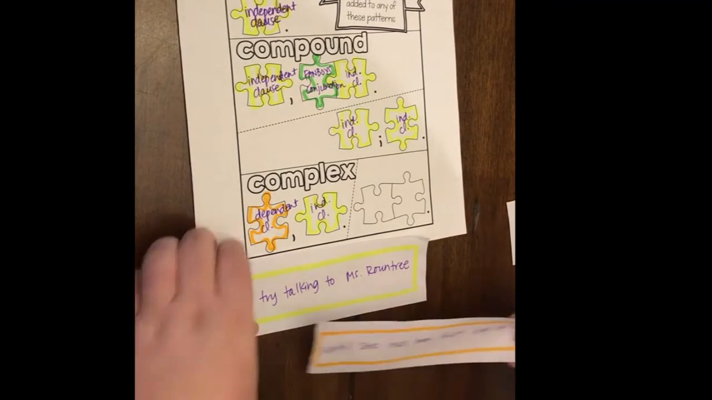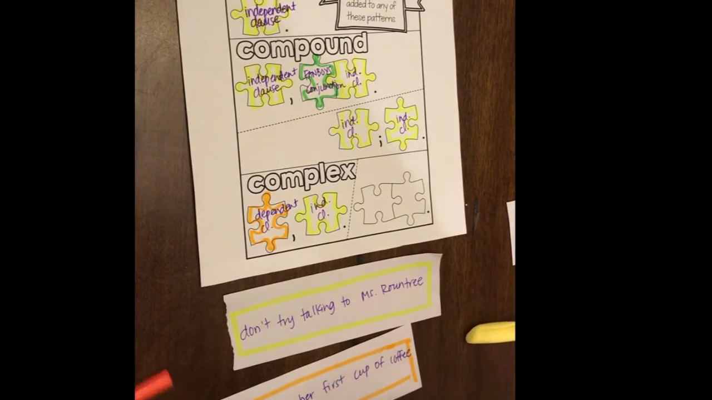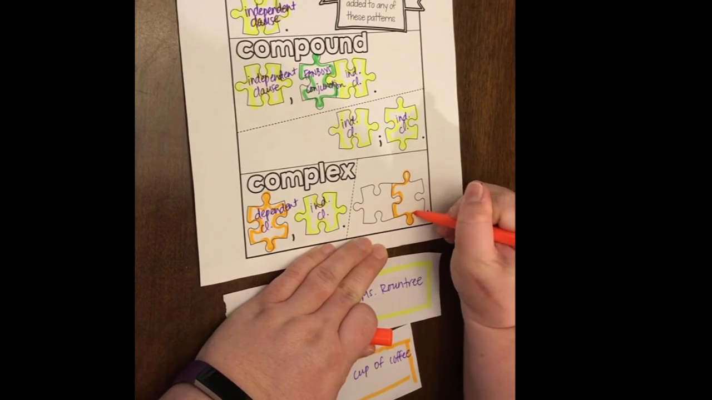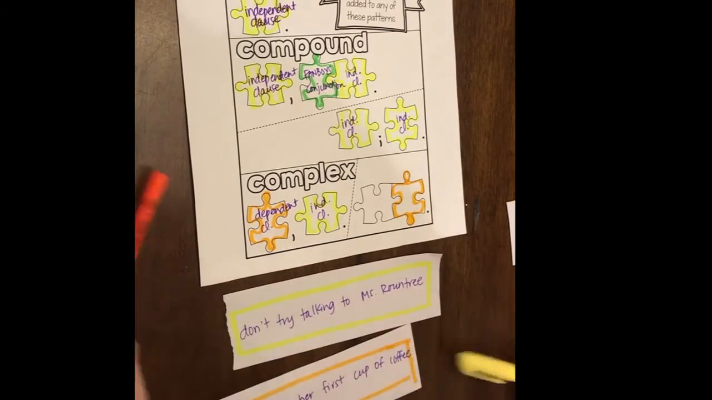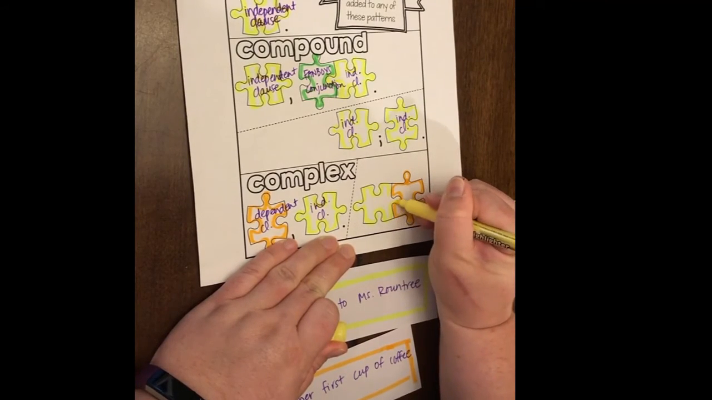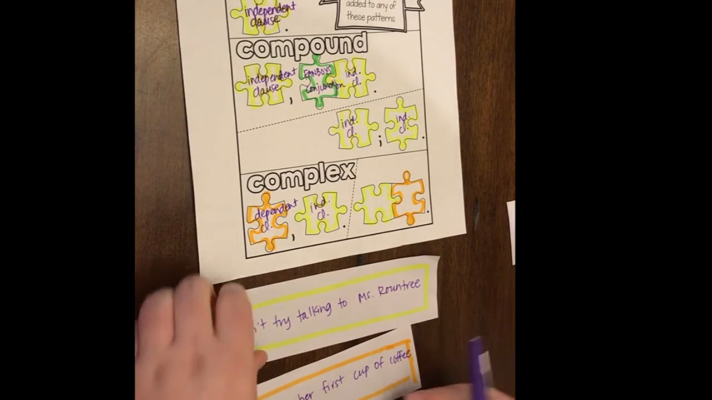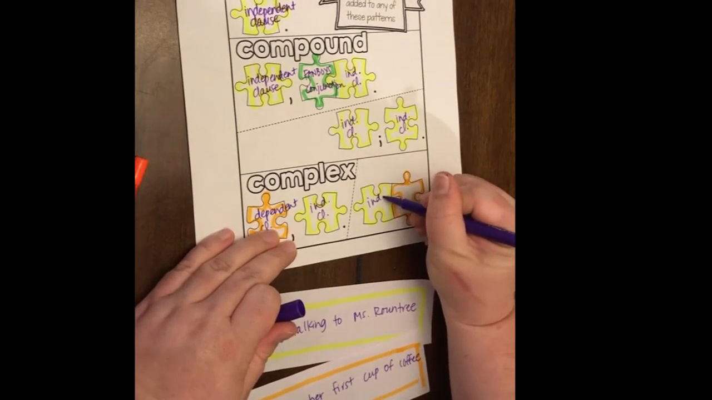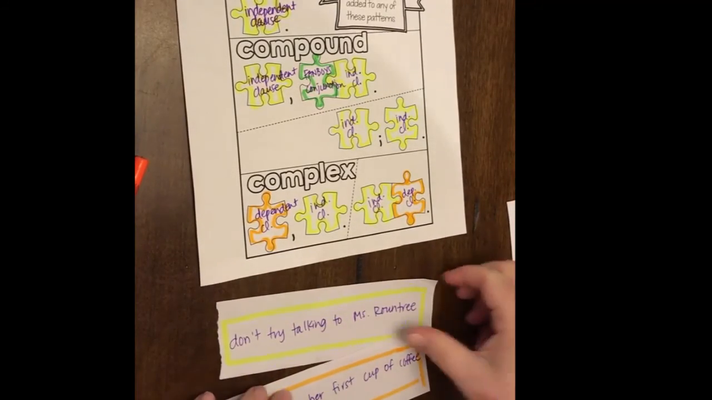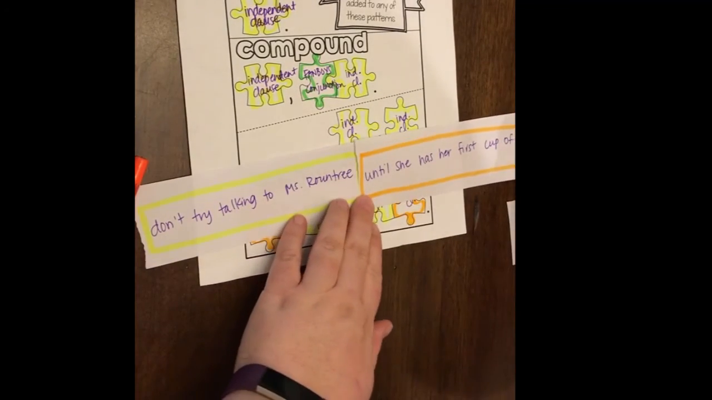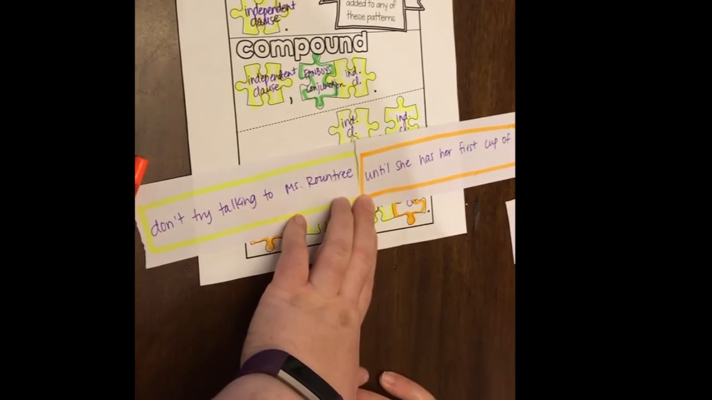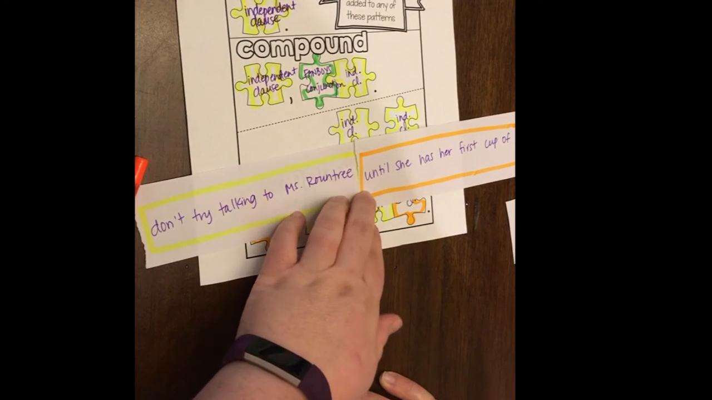You can also flip them around. And we have the dependent clause come second, just like we talked about earlier. And begin with the independent clause. There is no comma in between. We've got the independent and then the dependent. Don't try talking to Miss Roundtree until she has her first cup of coffee. And that is one long sentence. It's a complete thought. We start with an independent clause. We end with a dependent clause.